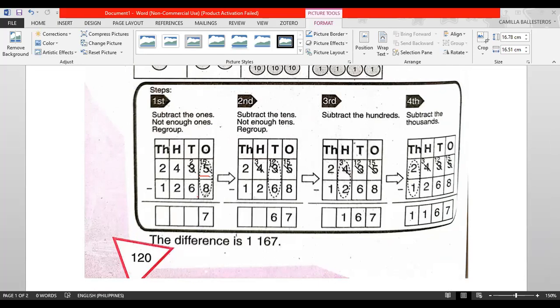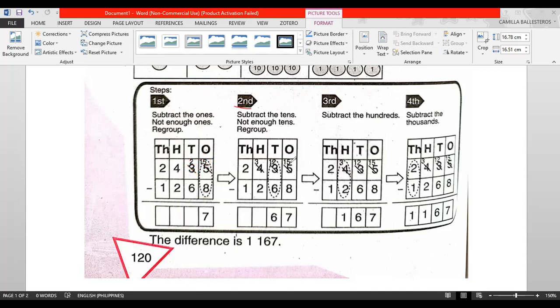5 minus 8. 5 is not enough to subtract 8, so we need to regroup, or borrow from the 3. The 3 here is the 30, so 5 will borrow 1 from 3. 3 will become 2, and 5 here will become 15. 15 minus 8, can we subtract? Yes. What is the answer? It's 7. Correct. Let's go to the second step.